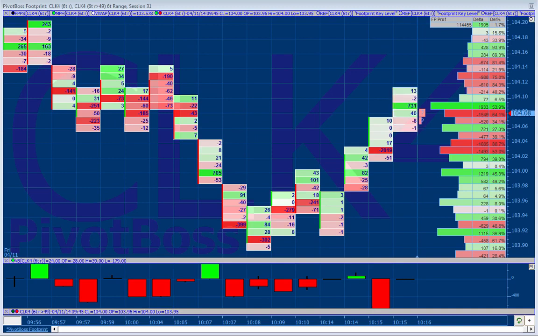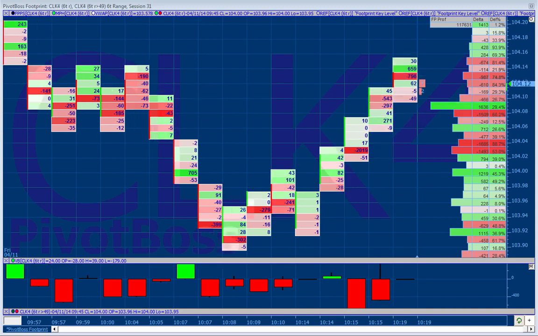That's where absorption's happening. Oh, look at this. Okay, let's stop it here. 103.88 to 103.92. There's our levels, right? Support. We know absorption's happening in this area. What happened here? What happened right here?